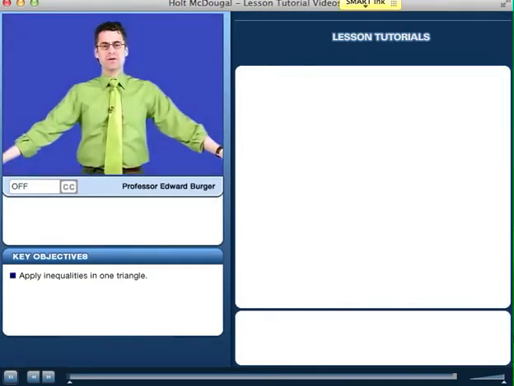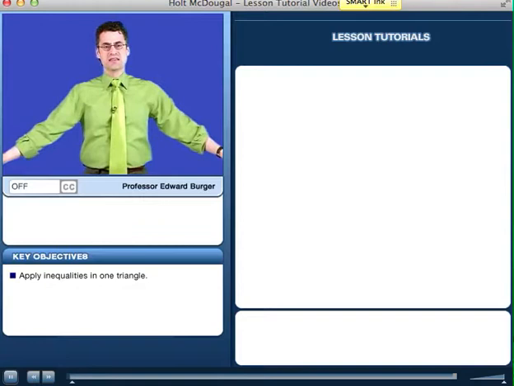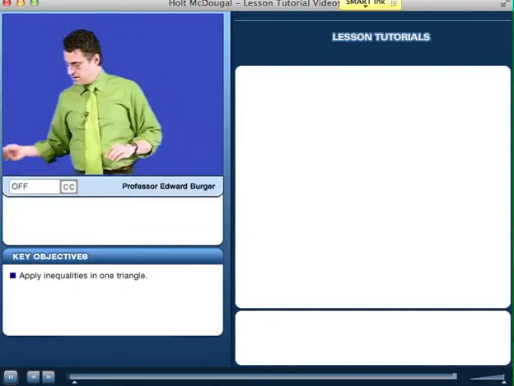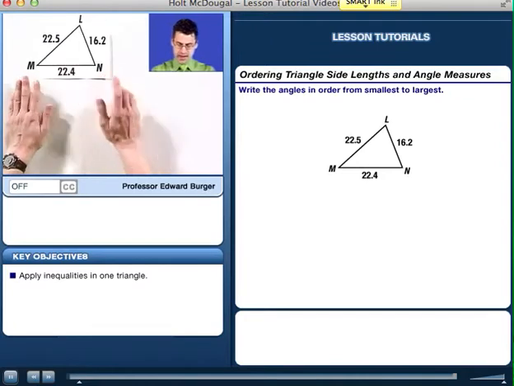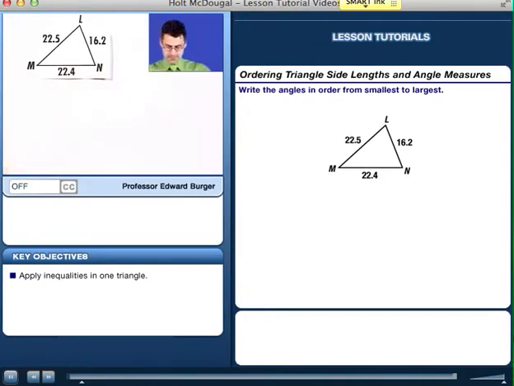Right, let's take a look at some inequalities involving one triangle. So here's a triangle LMN, and notice that we're given the side lengths. And our mission is to write the angles in order from smallest to largest.